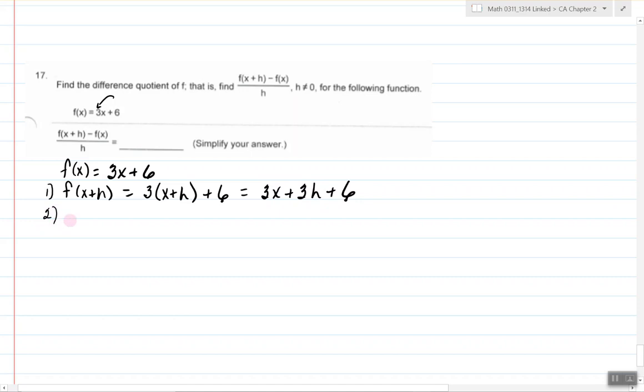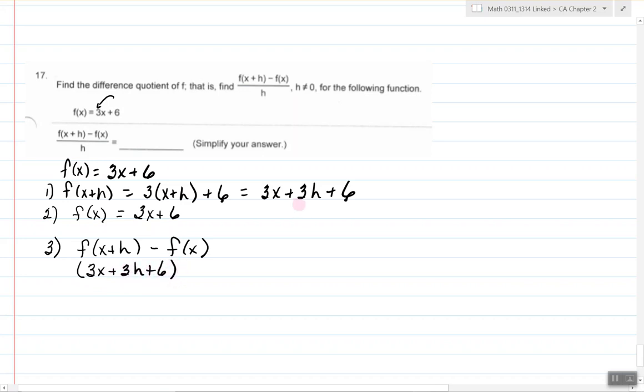Step 2 is to look at f of x. Well, it was given. It's 3x plus 6. Step 3 is to subtract those. It's f of x plus h minus f of x. So parentheses 3x plus 3h plus 6, got it from right here, minus parentheses f of x, which is 3x plus 6.